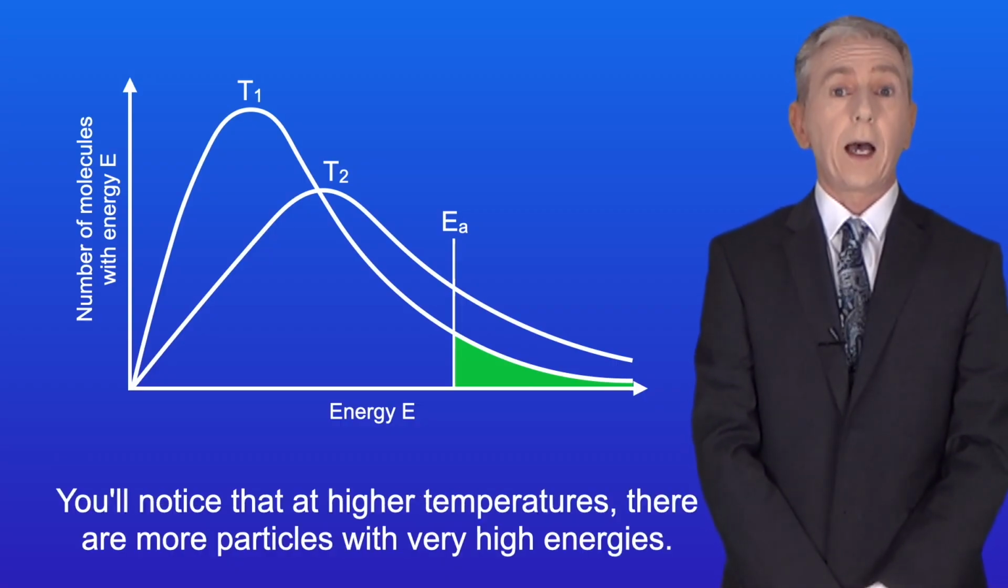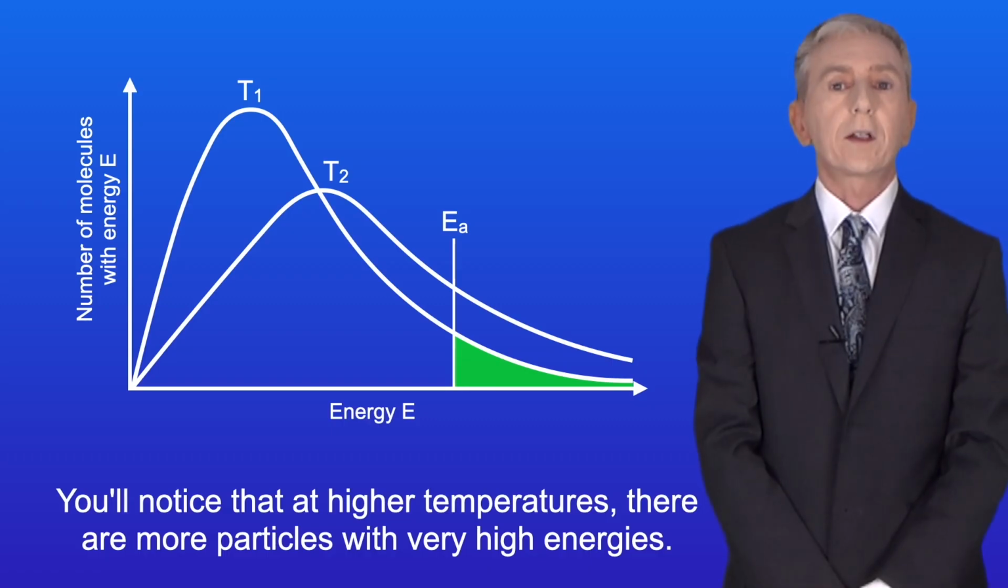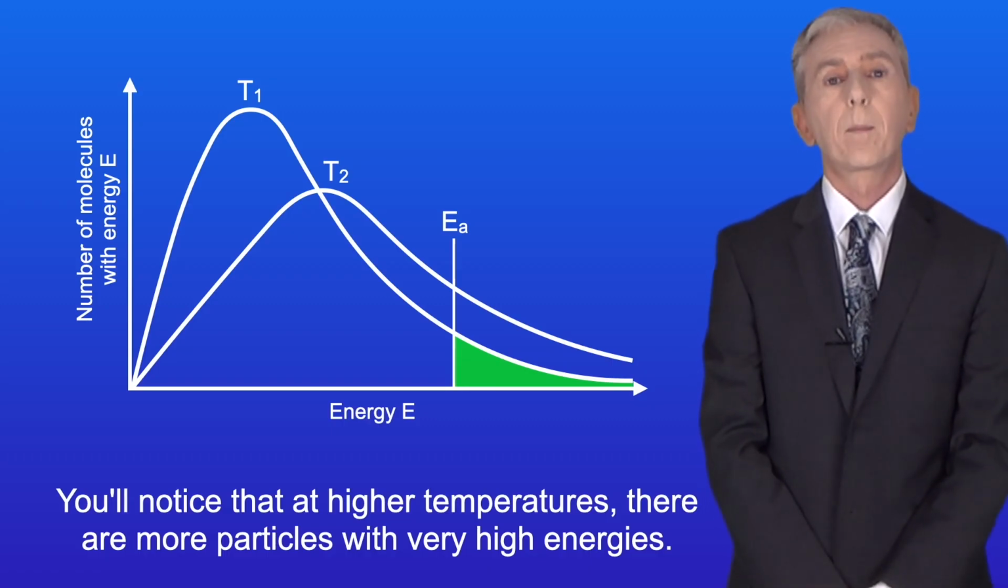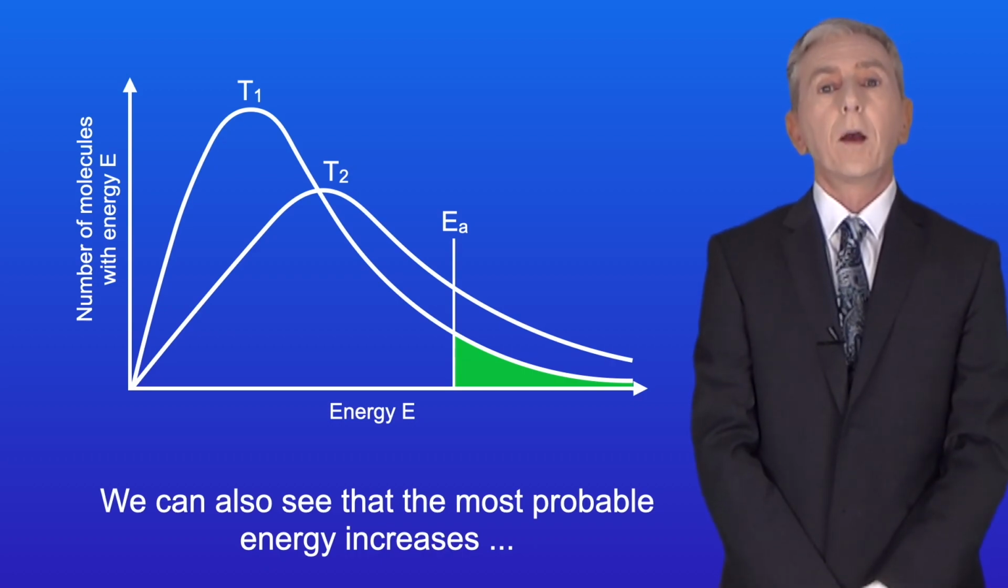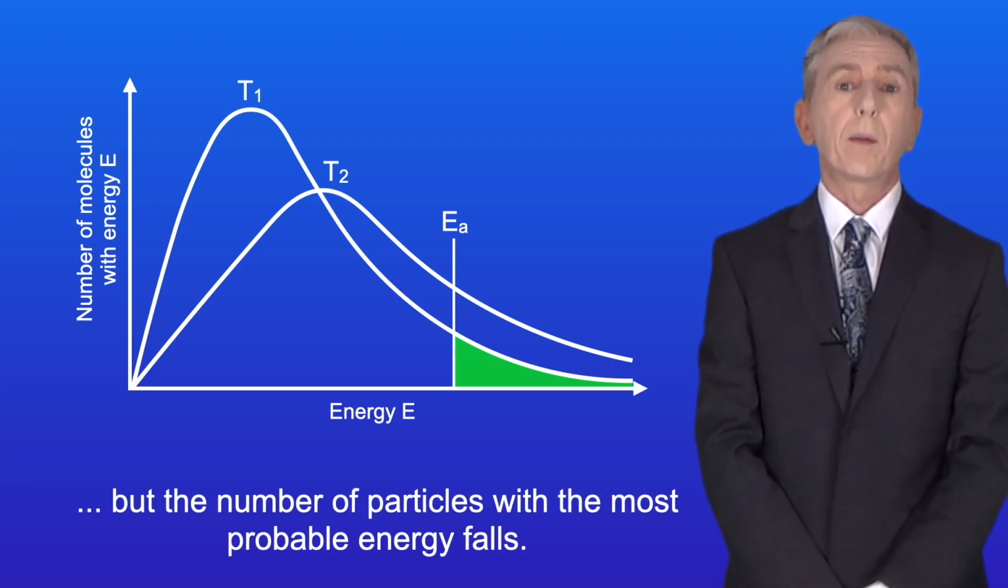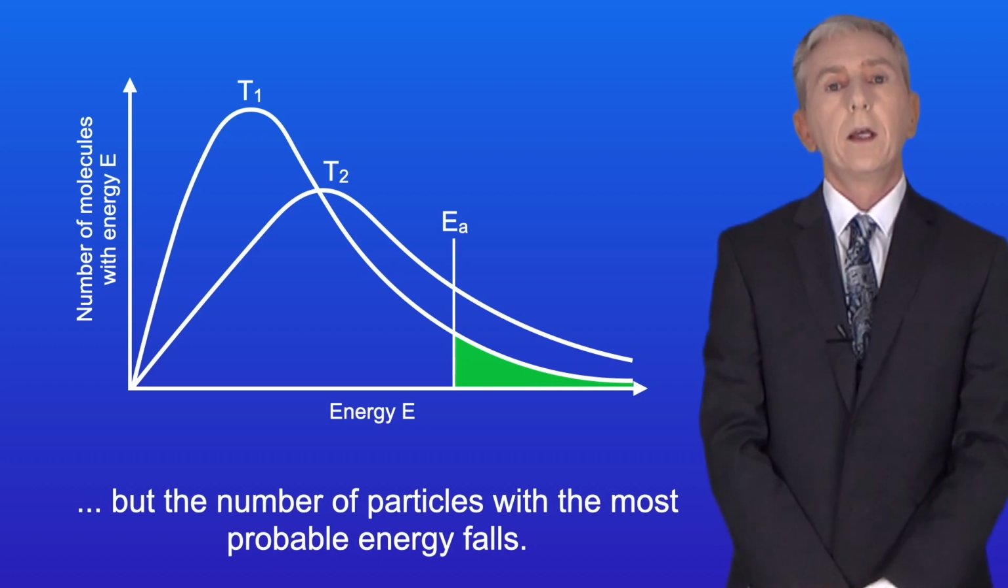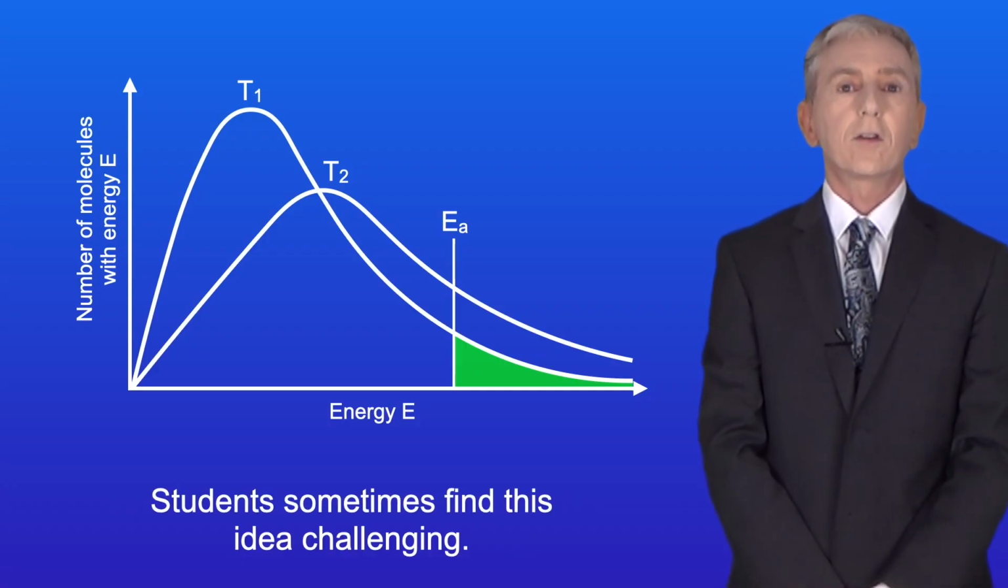You'll notice that at higher temperatures, there are more particles with very high energies. We can also see that the most probable energy increases, but the number of particles with the most probable energy falls. Students sometimes find this idea challenging.